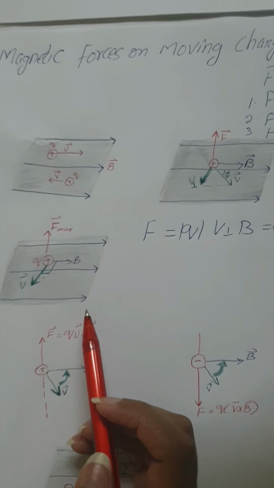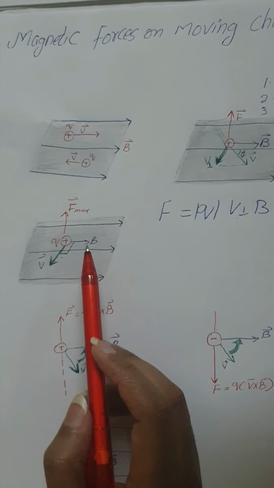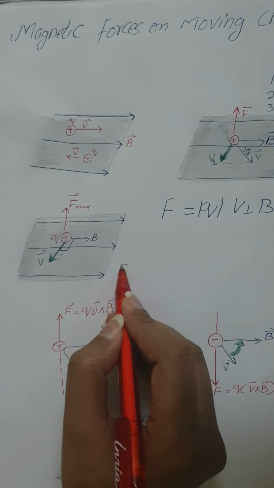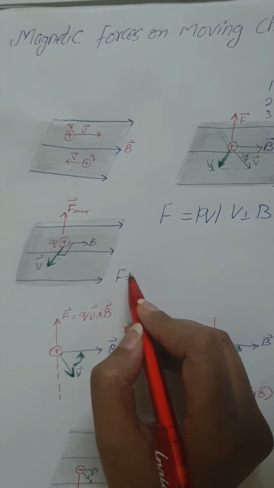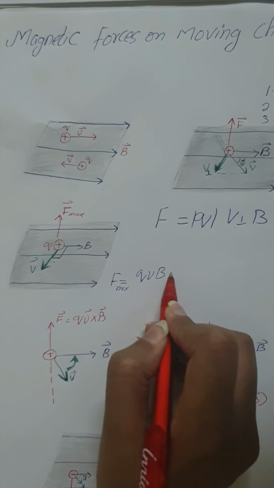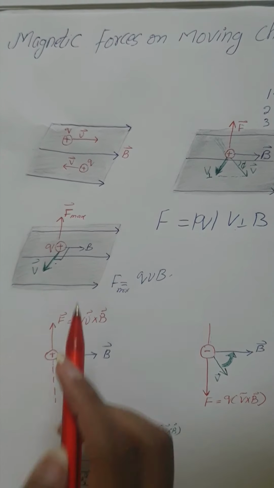If a charge moves perpendicular to a magnetic field, it experiences a maximal magnetic force. When they are perpendicular to each other, F max is equal to qvB.